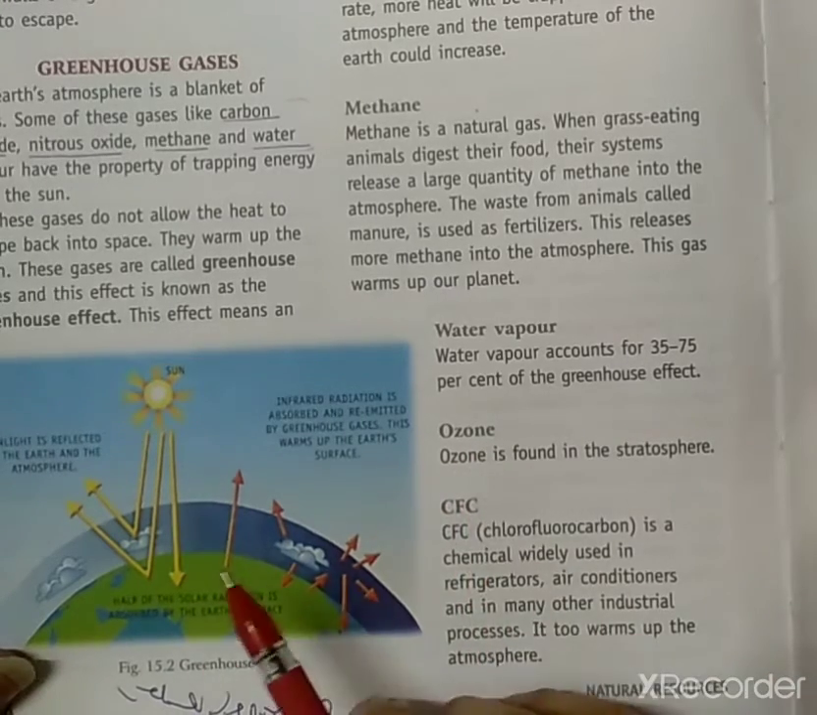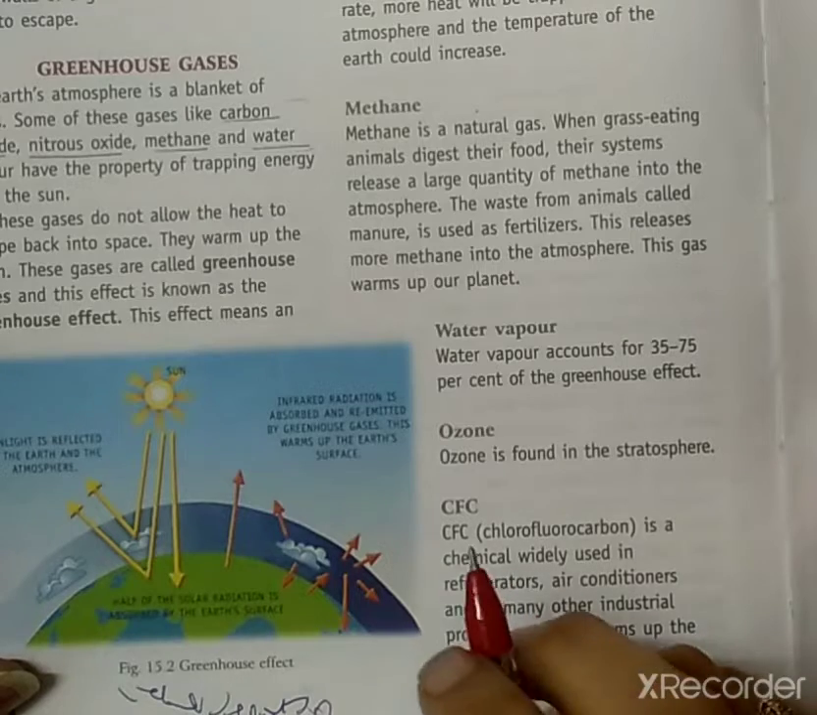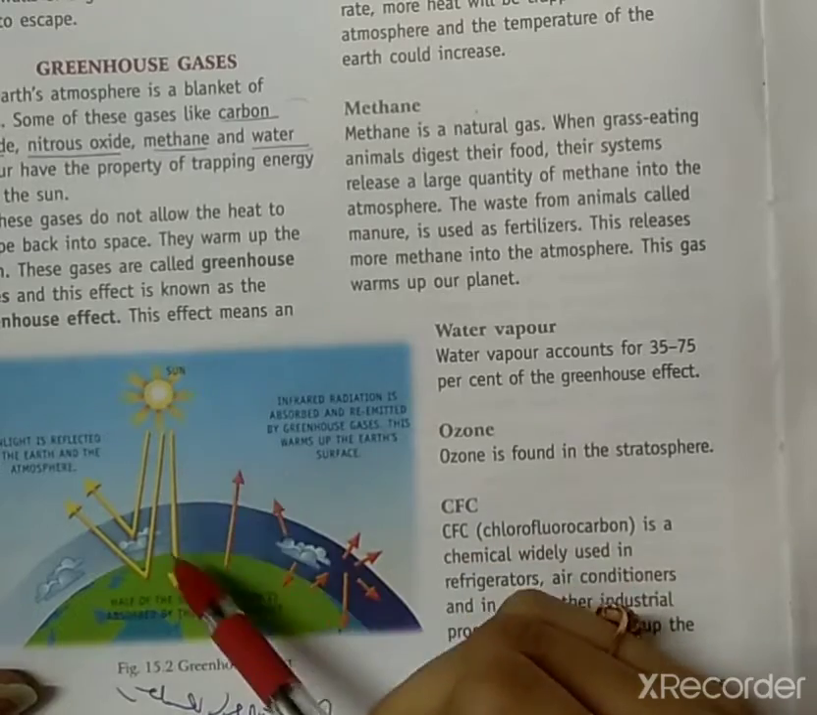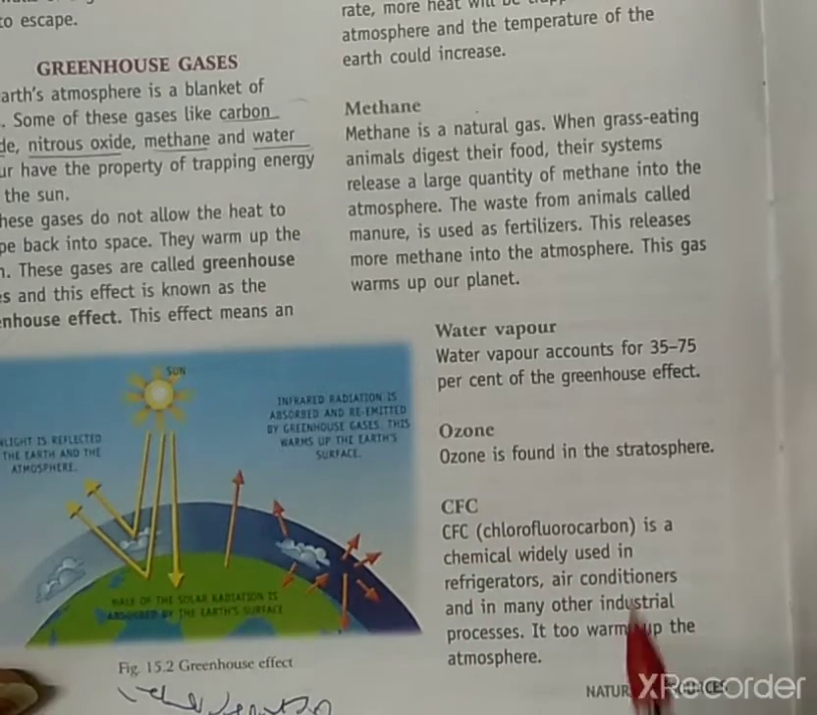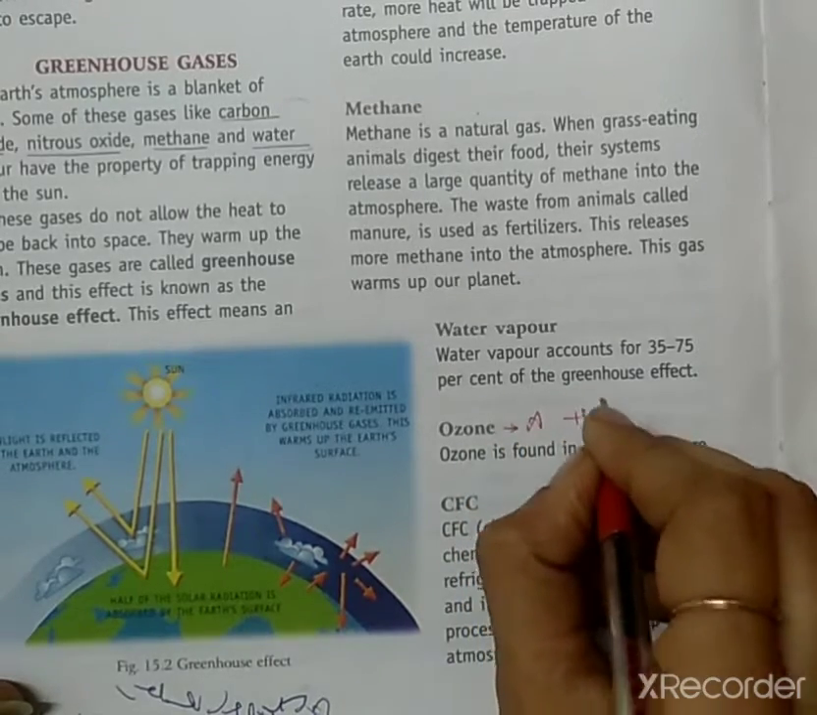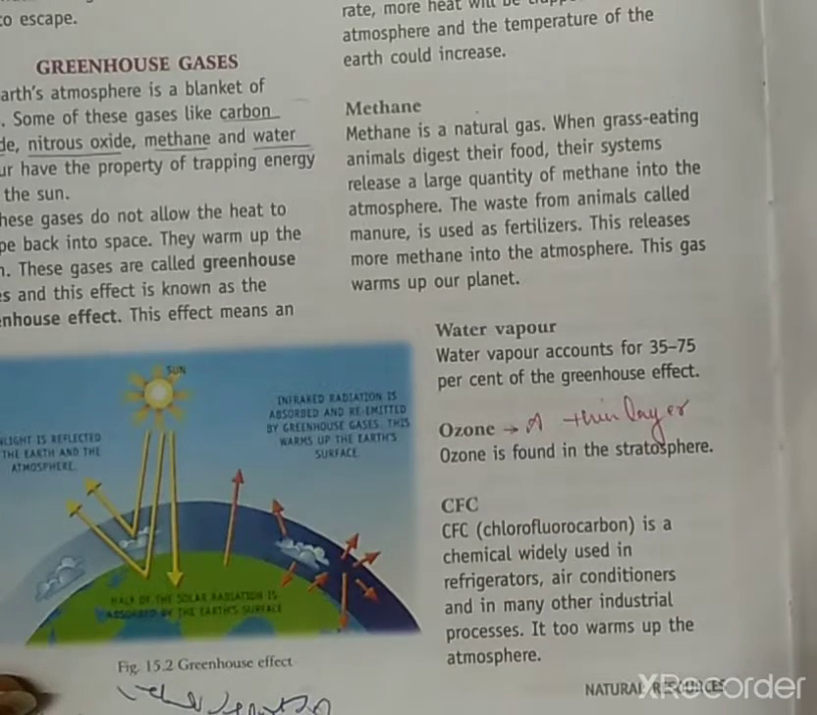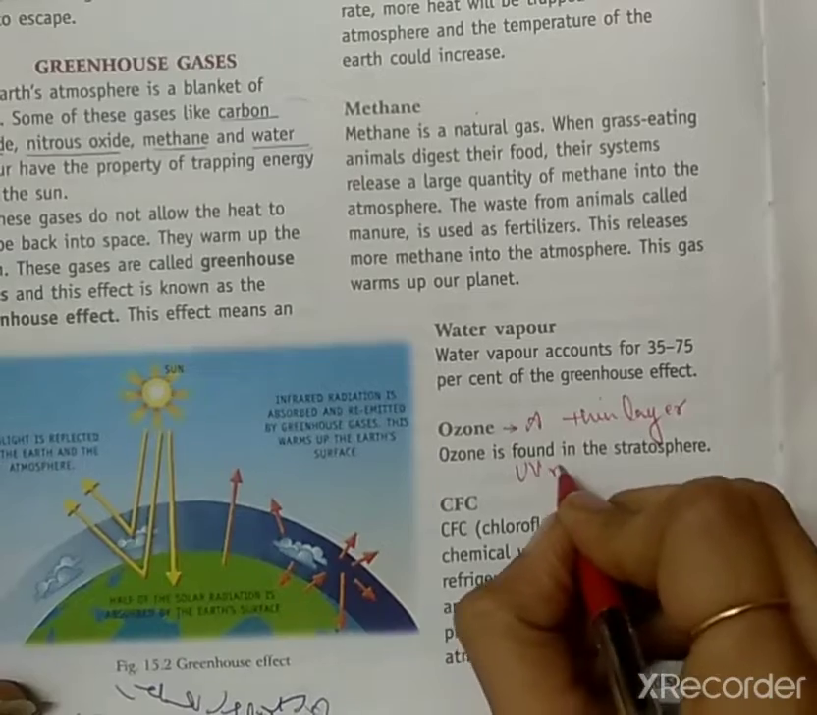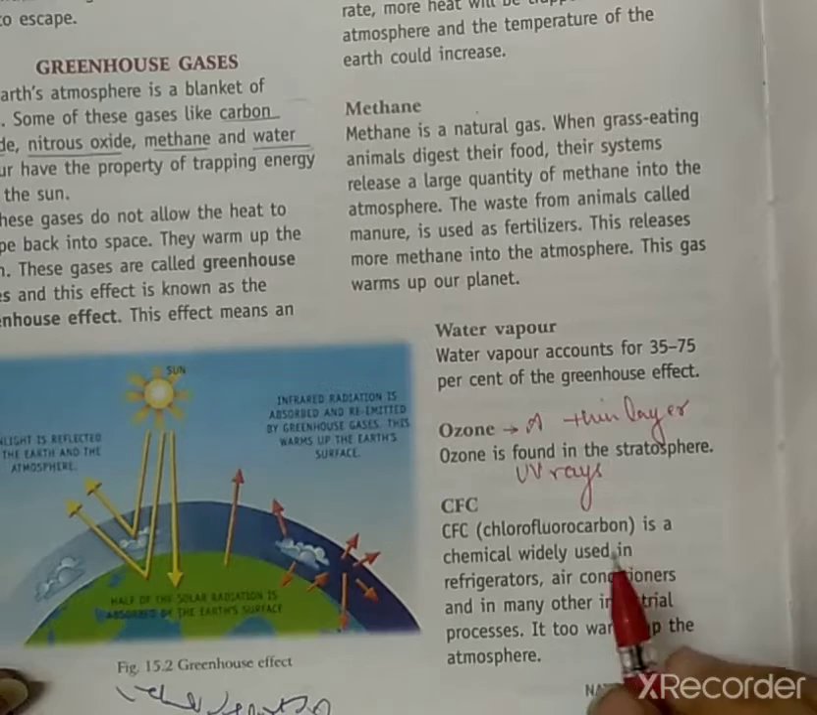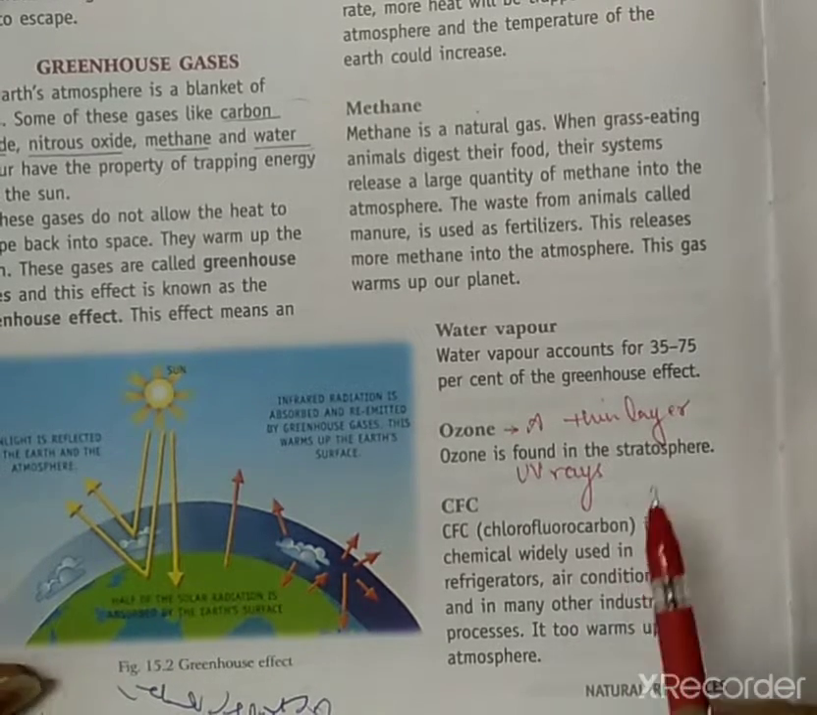The next one is ozone. Now what is ozone? Ozone is a thin layer that absorbs most of the harmful UV rays that come from the sun, right? It absorbs the UV rays of the sun, and it is found in the stratosphere. It is the second layer of the atmosphere.